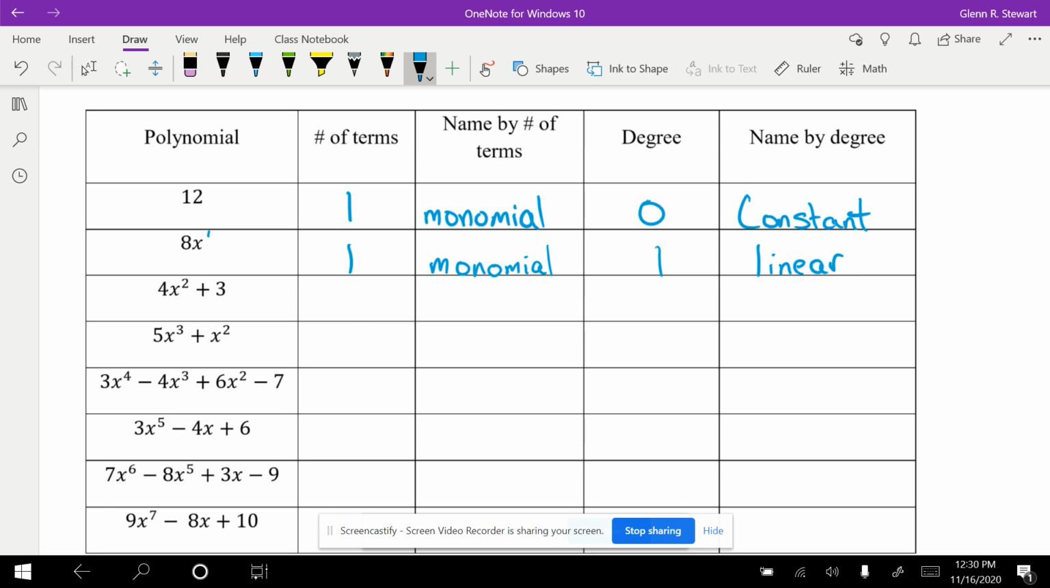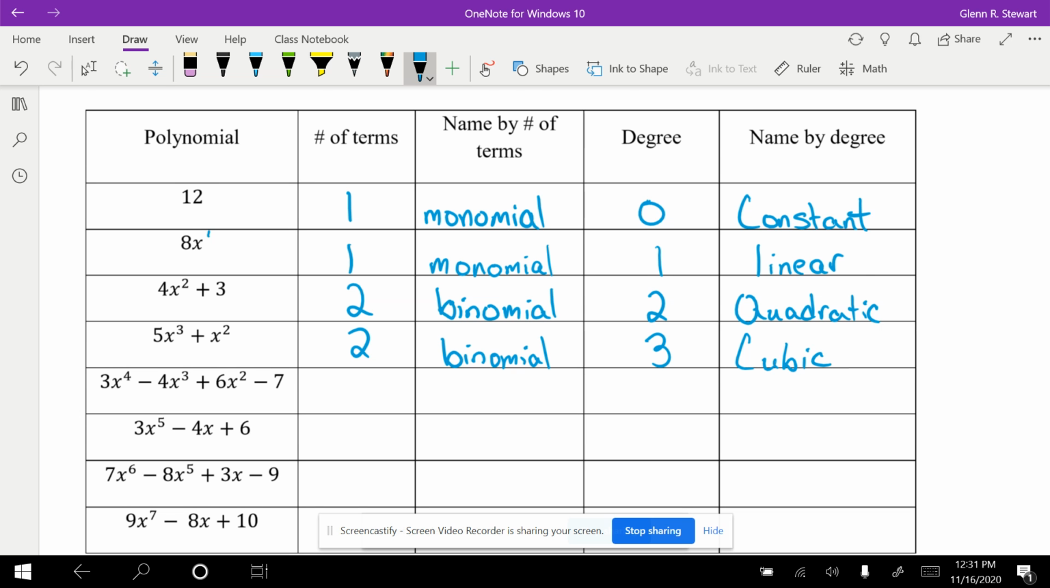4x squared plus 3, that is 2 terms. That is called a binomial. It has a highest degree or exponent of 2, so we call it a quadratic. The next one also has 2 terms, so again, that's a binomial. Its highest degree, though, is 3, so we call it cubic.